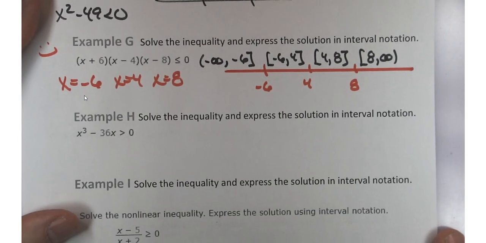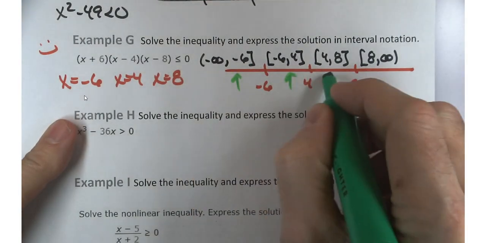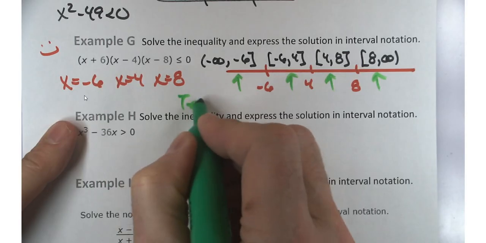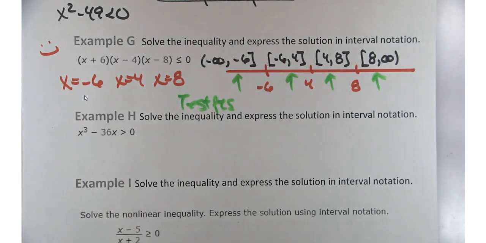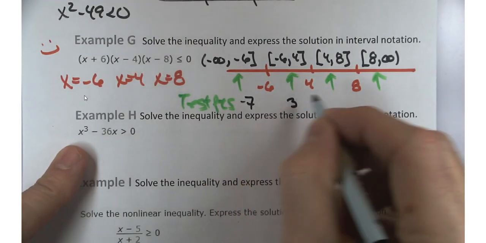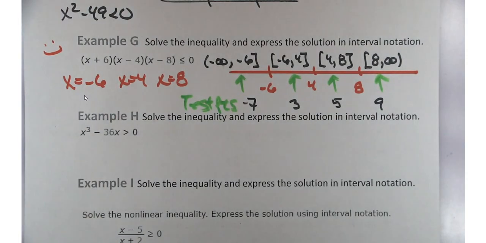Okay, looking good. We need some test points in each of these intervals. So I need points here, here, here, and here. These are our test points. What are we going to do on that one? What are some test points? I did negative 7. Negative 7. 3. Yep. Keep going. 5 and 9.